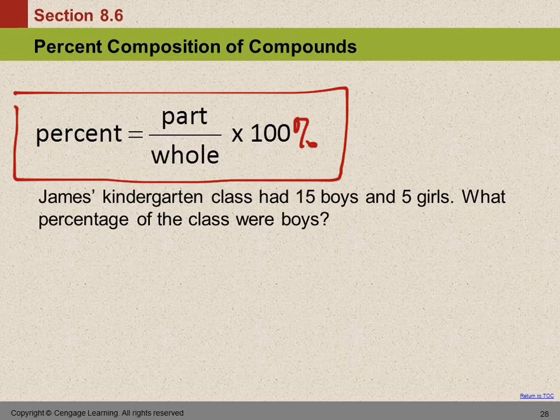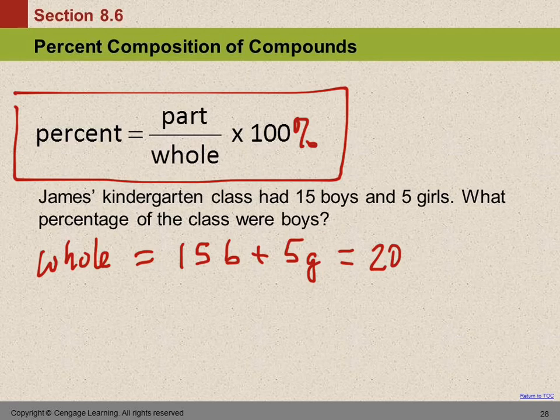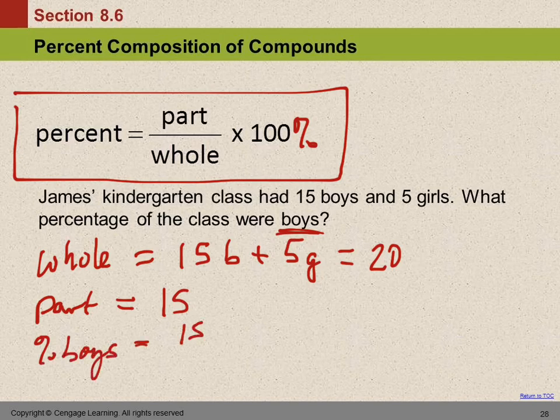Well, let's look at how we did that. Okay, the whole class is the boys and the girls. It's 15 boys plus 5 girls, which is 20 children. The part that we're interested in is the number of boys. So the part is 15. So the percent boys is 15 over 20 times 100%, which gives us 75% boys.